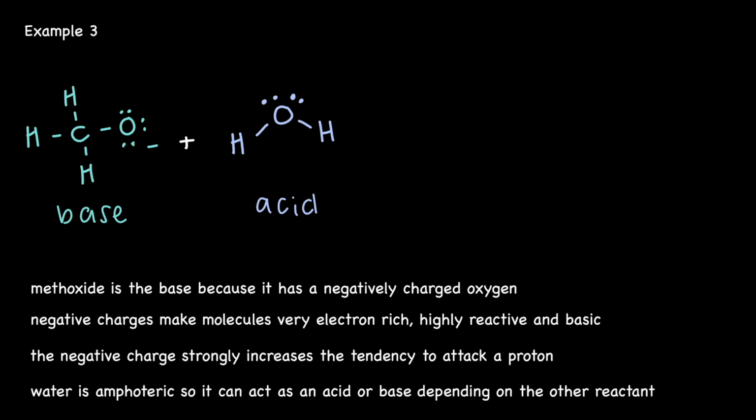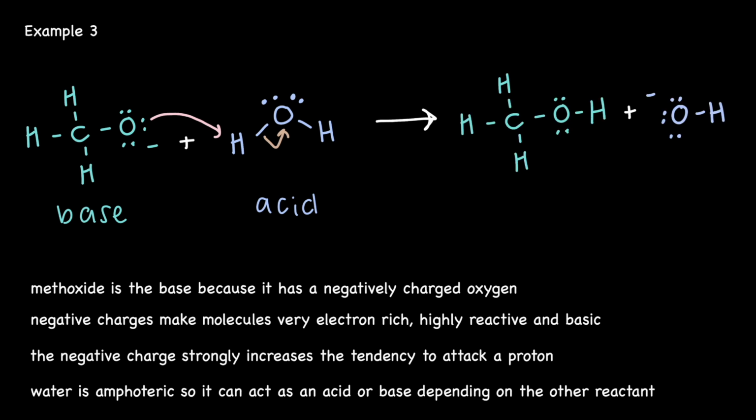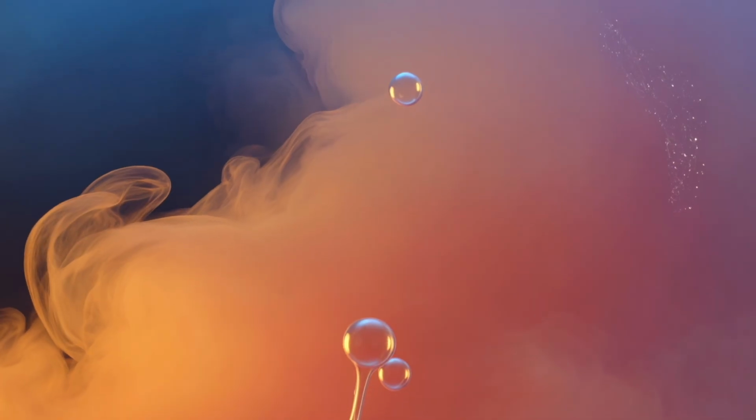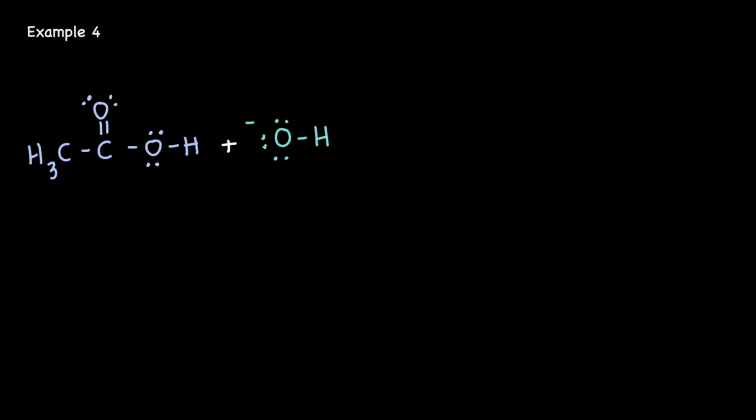The negatively charged oxygen attacks the proton on water. Then the oxygen-hydrogen bond breaks back onto oxygen. The products are methanol and hydroxide. Methanol is the conjugate acid and hydroxide is the conjugate base. Example 4. Hydroxide reacting with acetic acid.